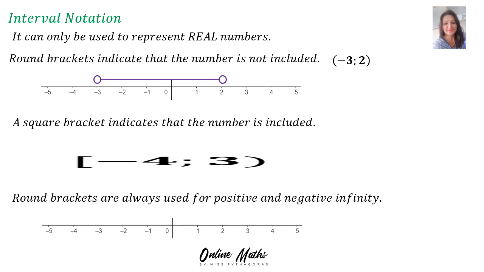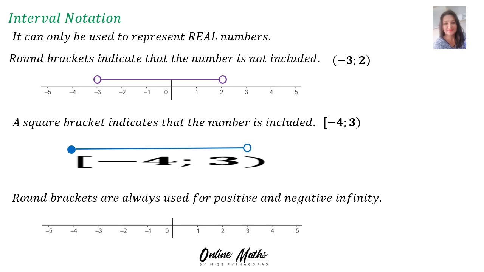The second one, a square bracket indicates that the number is included. When I give you [-4, 3), then on a number line, there's your negative 4, solid dot, there's 3, open circle, and then you join them with a solid line.